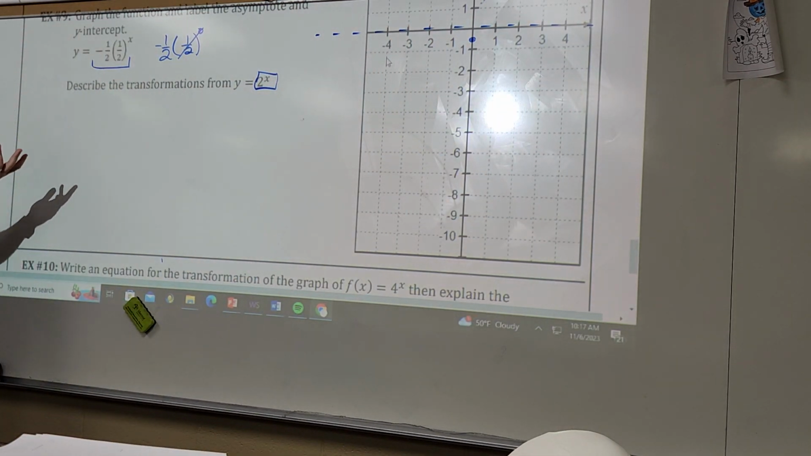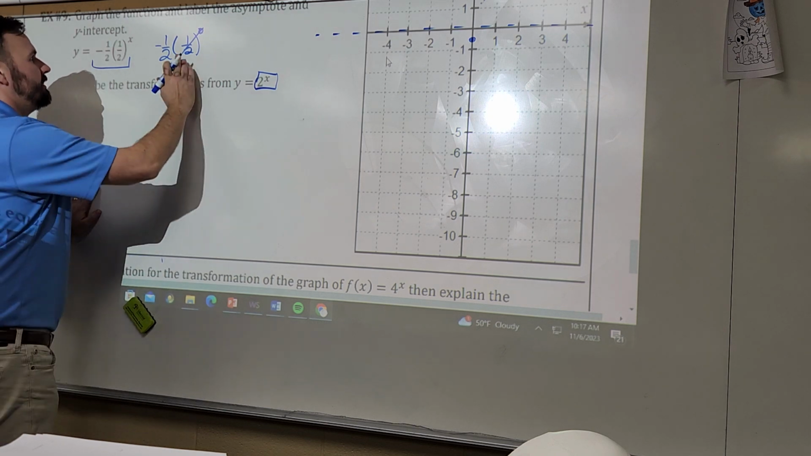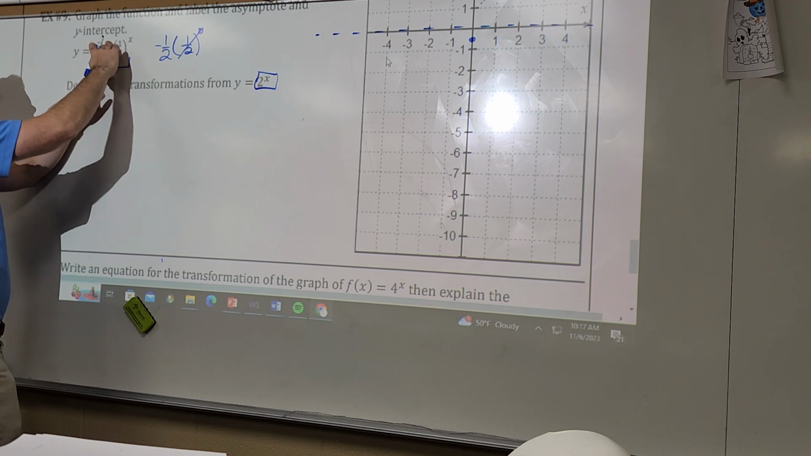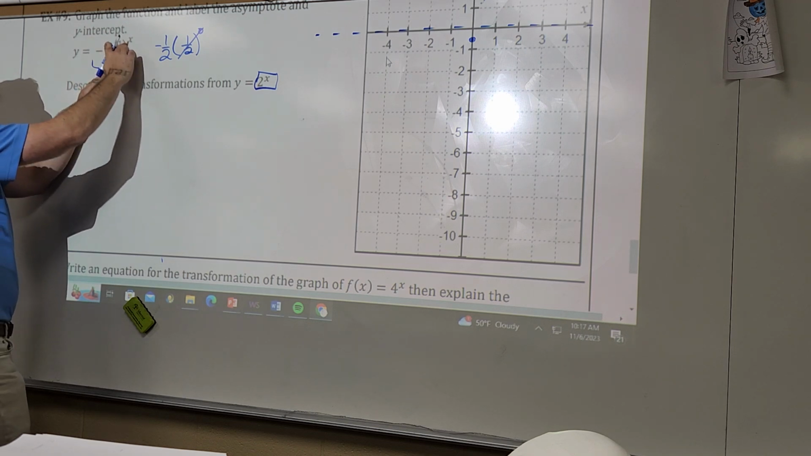Let's plug in, I like to do 1 point before and after the intercept. Some books make you plug in a bunch of points. I don't know, I've always just done 1 before and after. So what happens when I plug in 1 to this? What's negative 1/2 times positive 1/2?